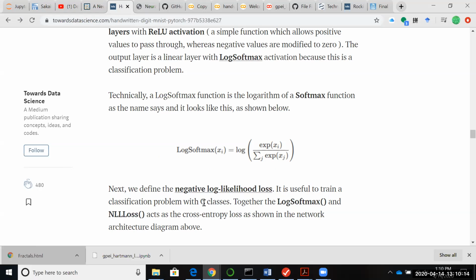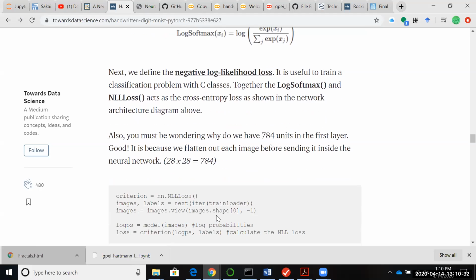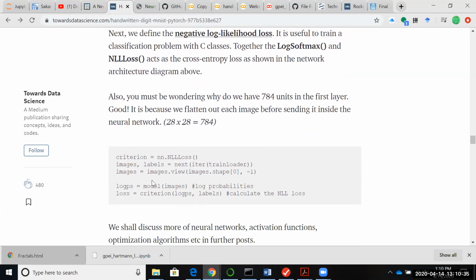And then next it defines the so-called negative log likelihood loss. It is useful to change, and this is basically the cross entropy loss that I talked about. So this is cross entropy as the cost function. That is what these next few lines are. So it defines the criterion, namely the loss, as the negative log likelihood loss function.